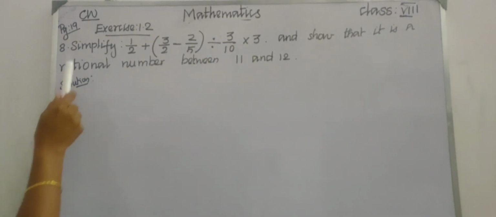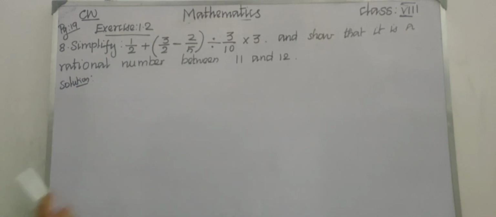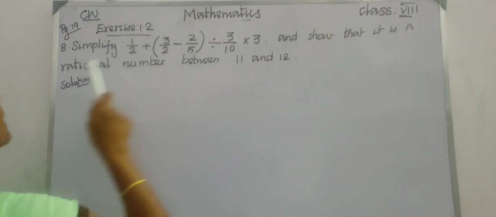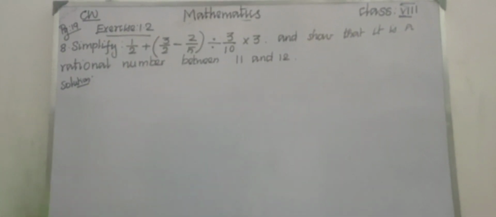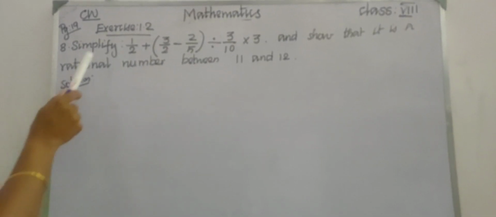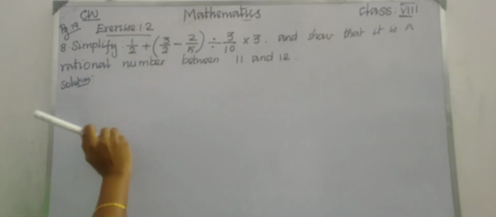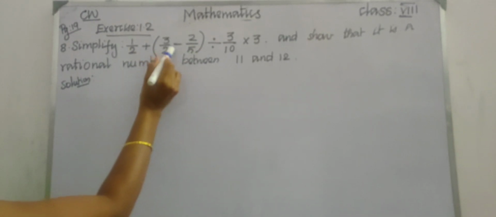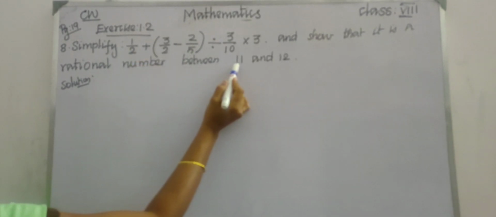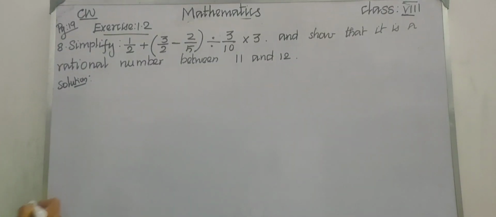First of all, we are going to simplify this one, and show that it is a rational number between 11 and 12. First of all, we are going to simplify these, and we are going to find the answer for this one. This answer should be in between 11 and 12. We are going to find whether it is in between 11 and 12. So let us solve this one.